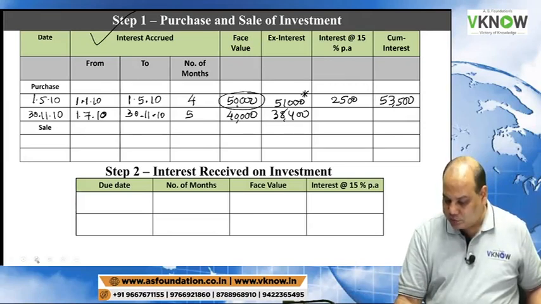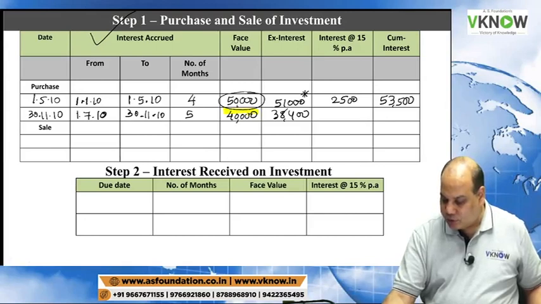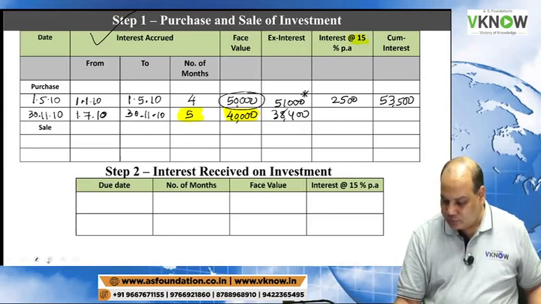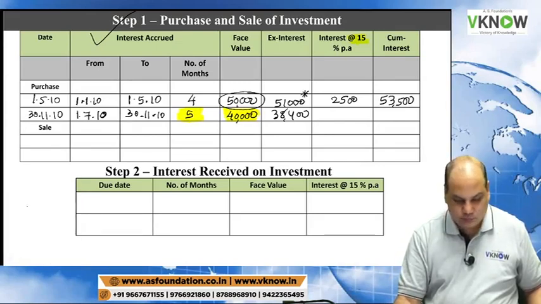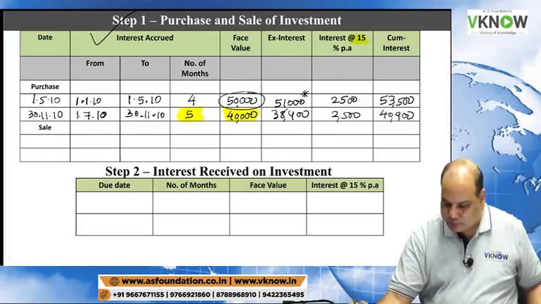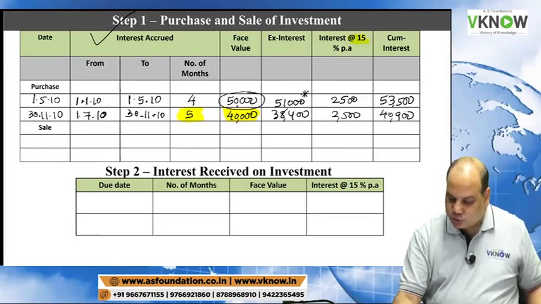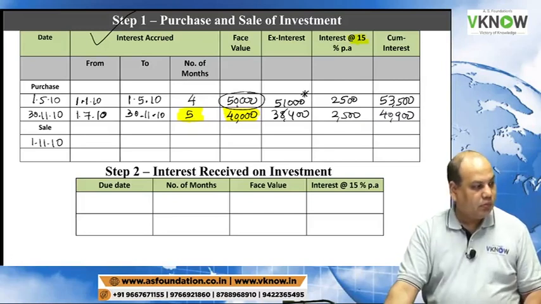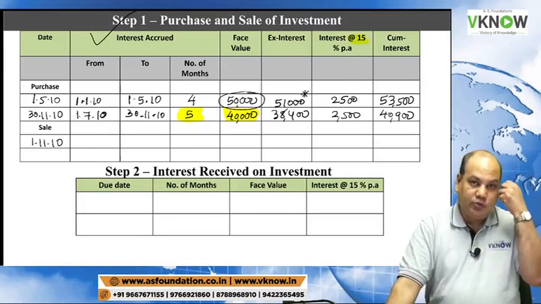Dear student, please tell me 40,000 into 15% into 5 by 12. How much is the interest? 2,500. So this will be 40,900. There are two sale transactions also.